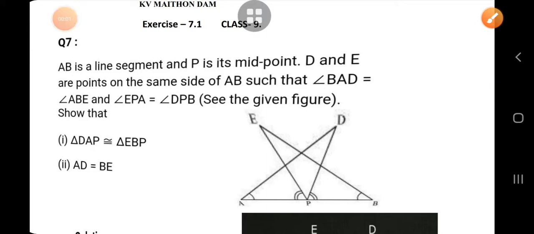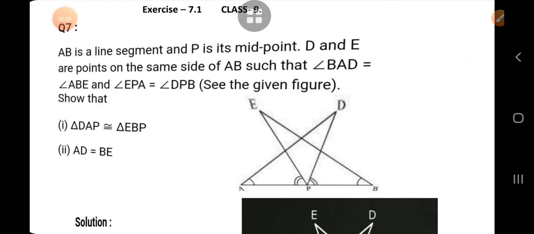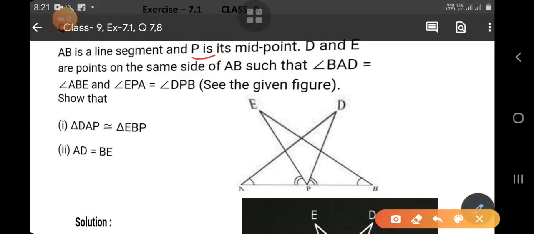In this video, I am going to solve question number 7, that is from exercise 7.1 for class 9. The question is as follows: AB is a line segment and P is the midpoint. D and E are points on the same side of AB such that angle BAD is equal to angle ABE and angle EPA is equal to angle DPB.